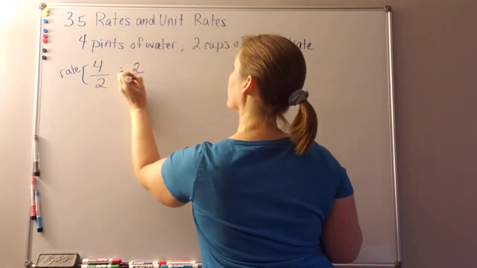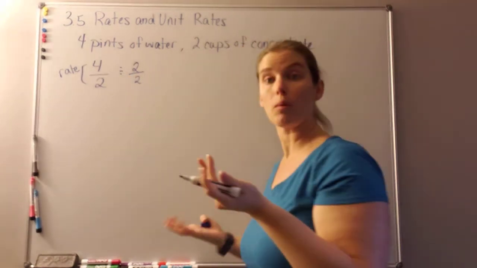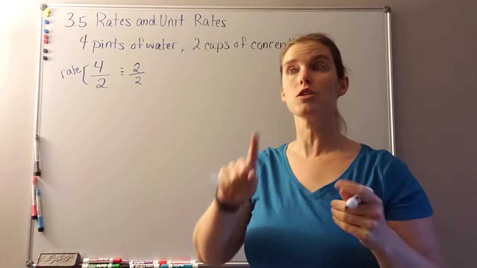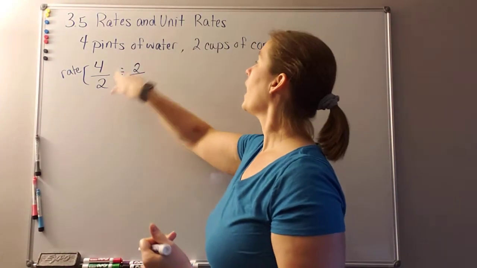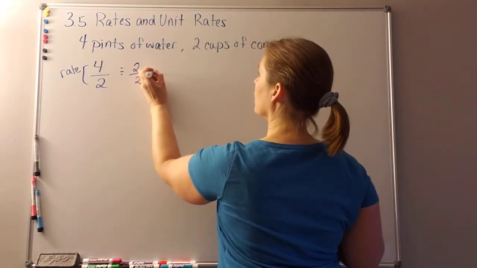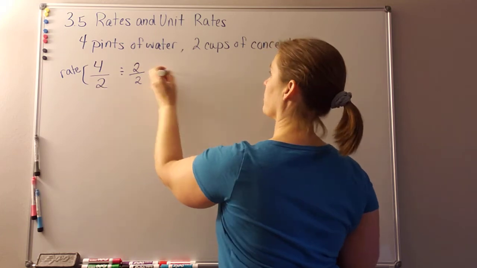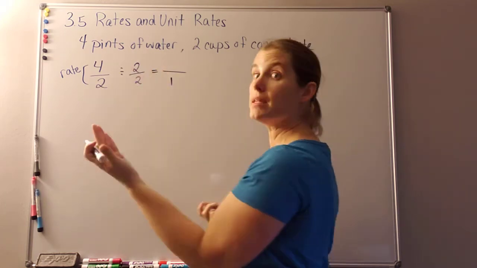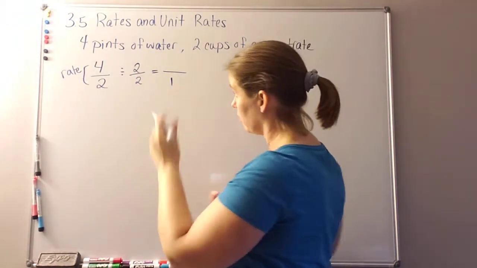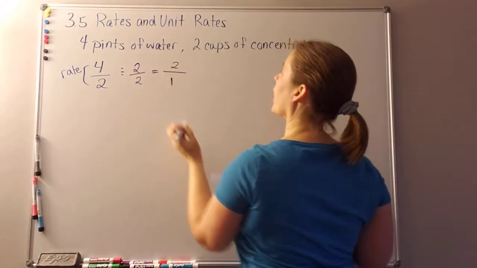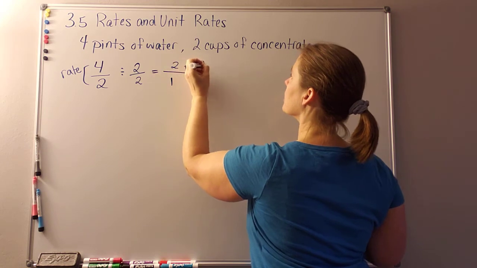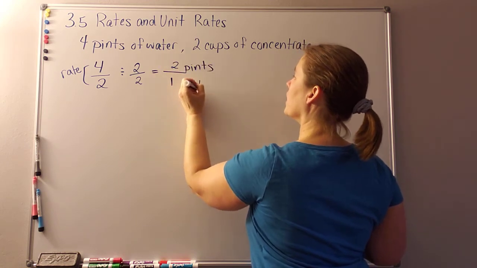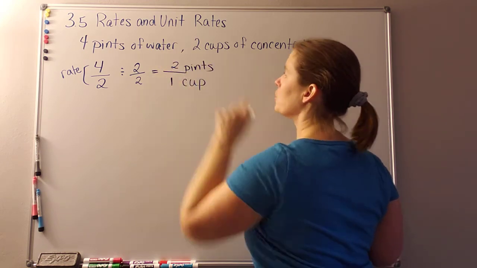If we want to find the unit rate, we're going to divide by 2 because our unit rate has to have a denominator of 1. So we always ask ourselves the question, how are we going to take our denominator and get it down to 1? Well, simply dividing by whatever that number is, right? And now we would have a unit rate of 2 pints to 1 cup. That's our unit rate of 2 to 1.